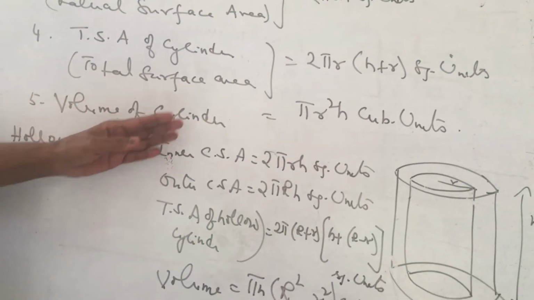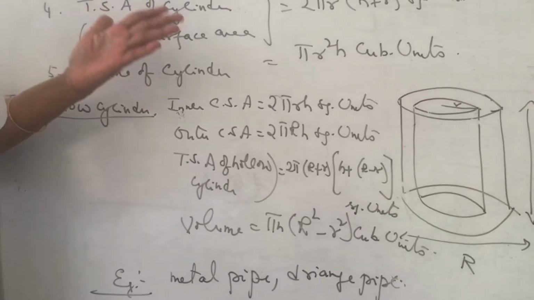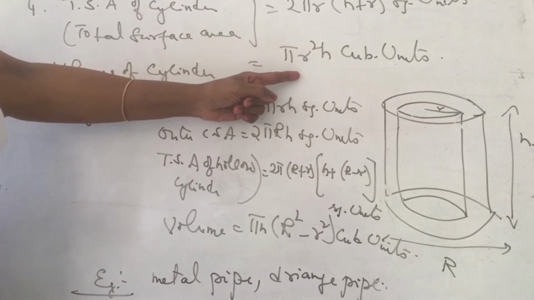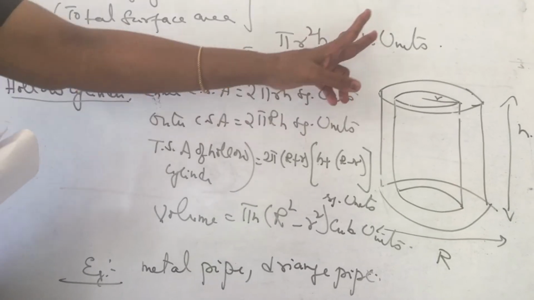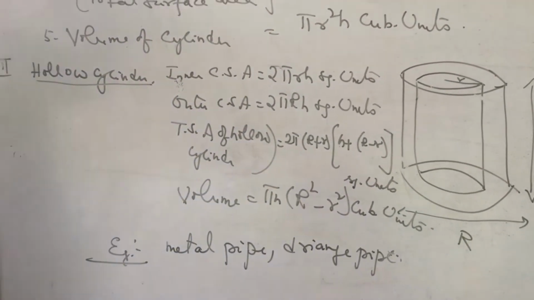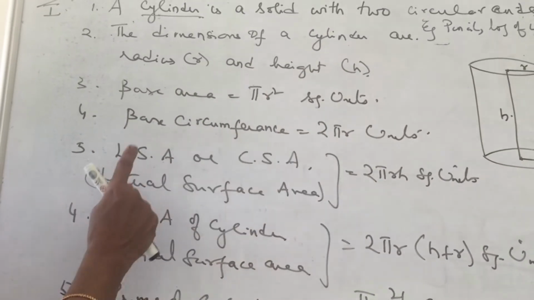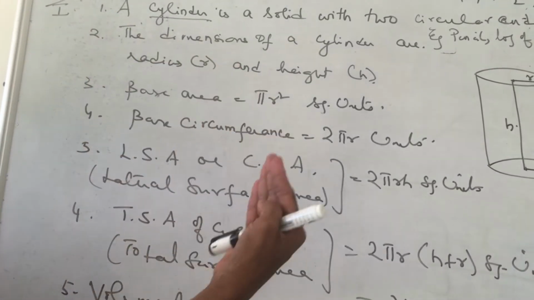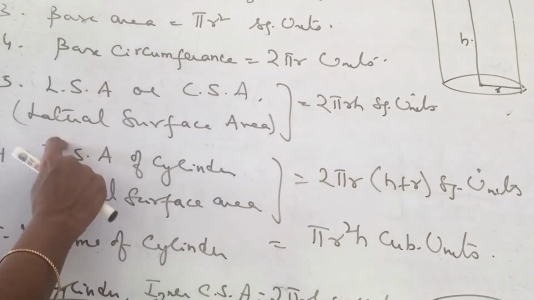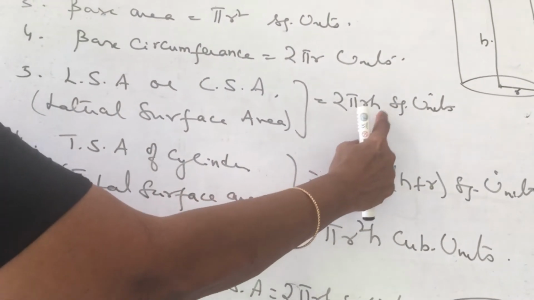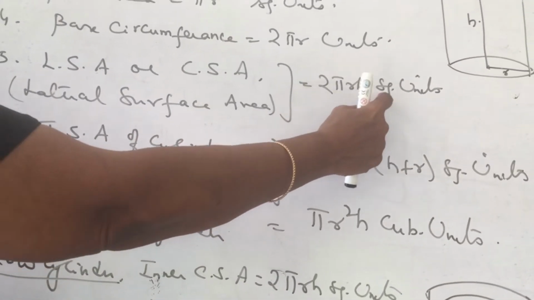Volume of the cylinder is area of the base into height. What is the base area? Pi r square. And what is the height? h. Pi r square into h, so pi r square h cubic units. Base area is pi r square. The base circumference is 2 pi r. LSA, CSA means curved surface area, anything is the same: perimeter of the base into height. The base is a circle, so 2 pi r into h is 2 pi r h square units.